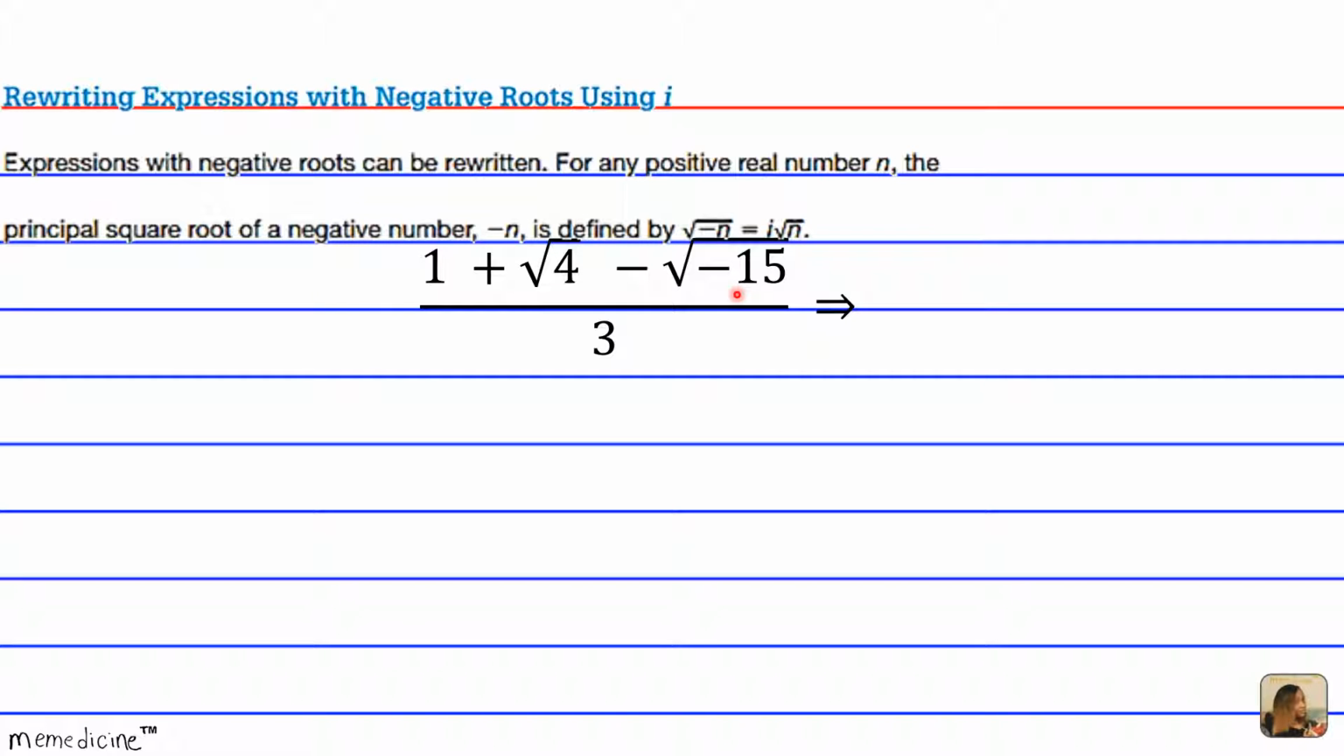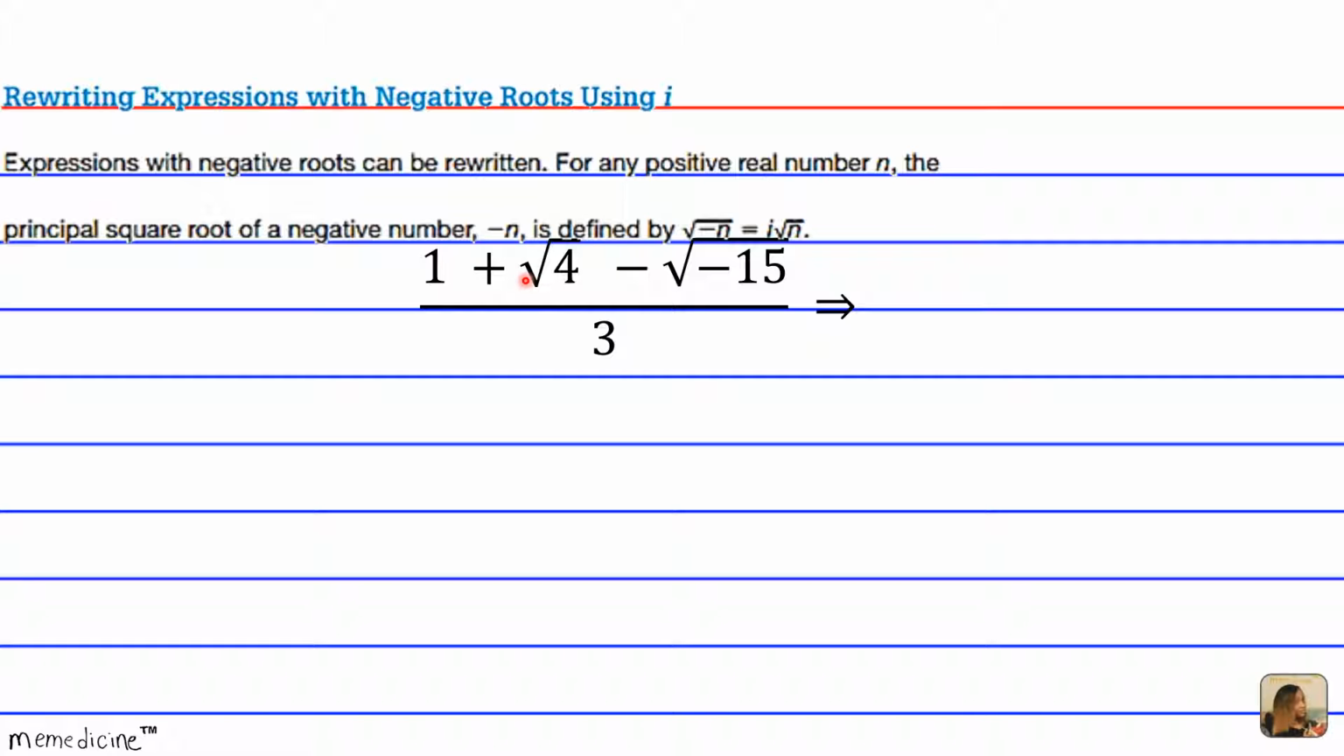The principal square root of a negative number, -n, where -15 is our negative n, is defined by the square root of -n being equivalent to i times the square root of n. So our task is to extract i out of -15, okay? And this looks a lot more complicated than it is. It's actually really simple.